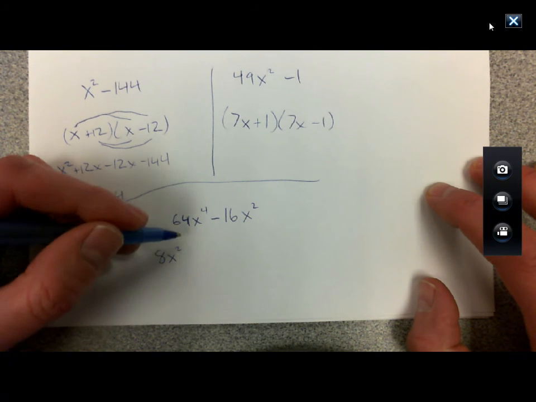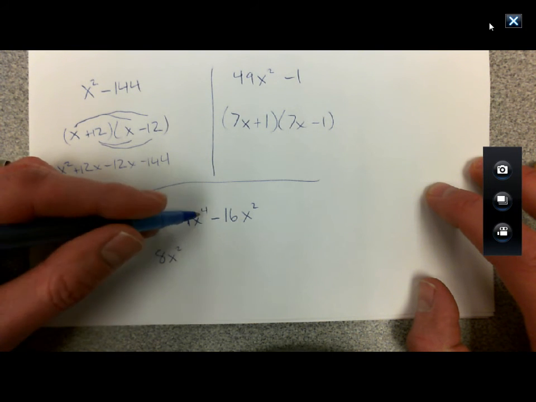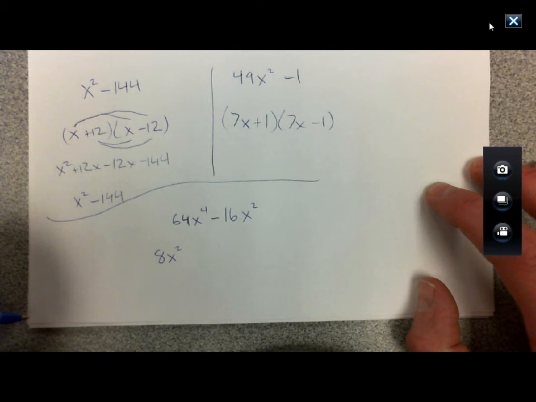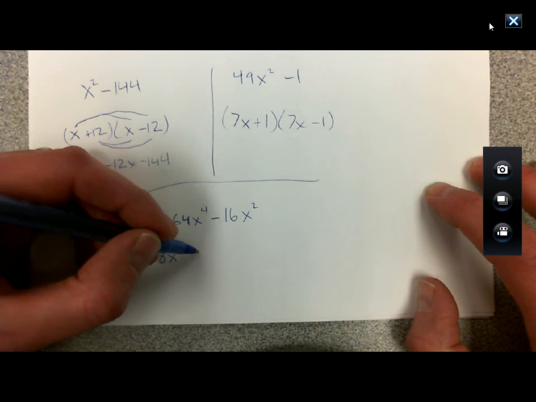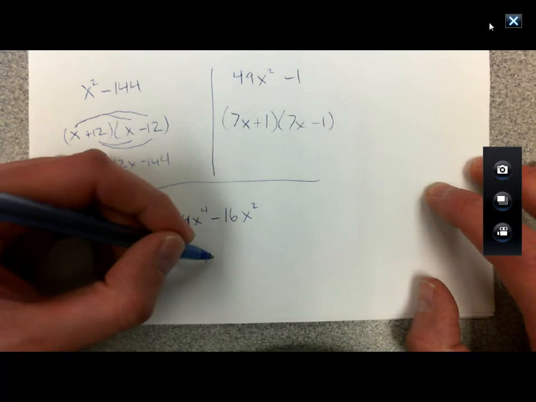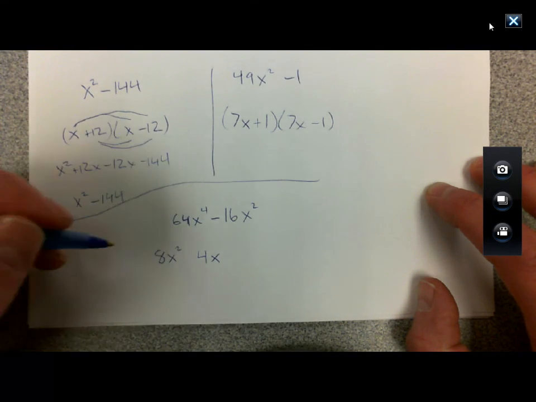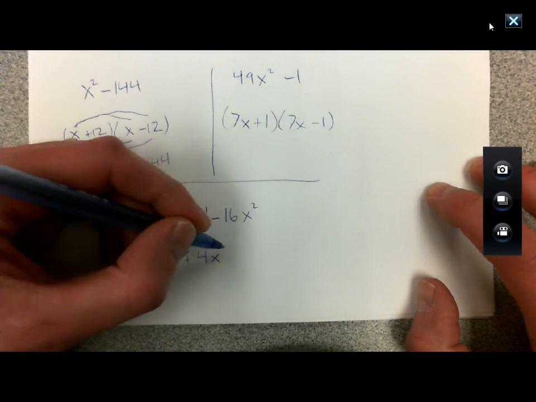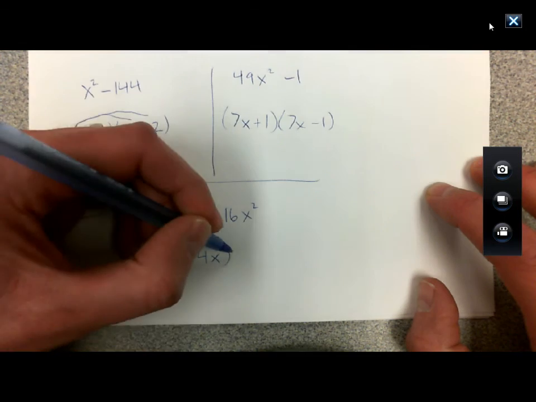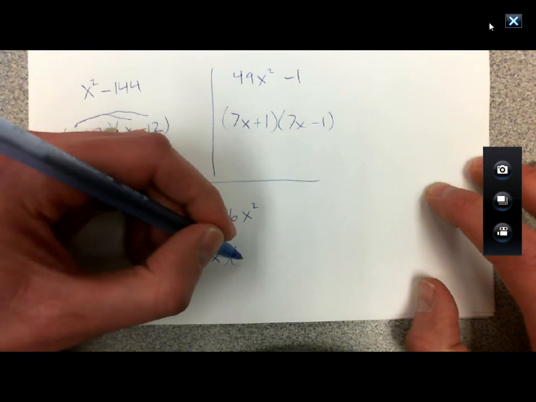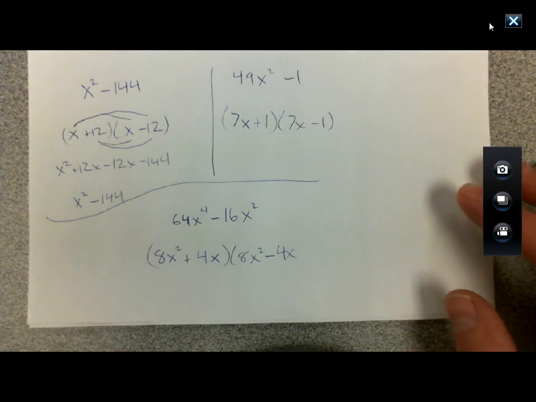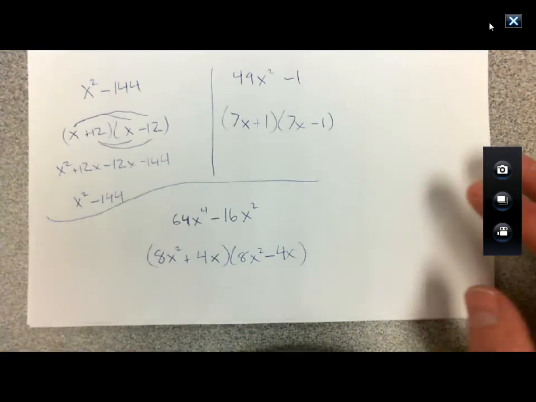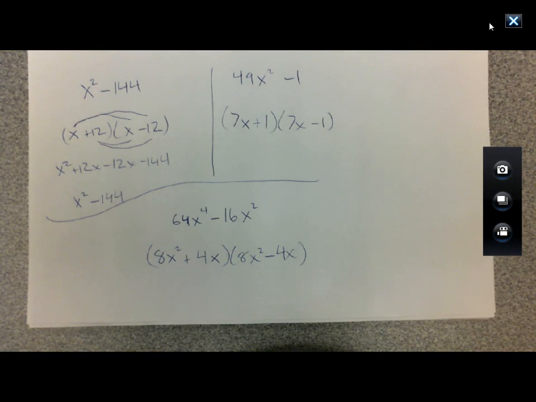So x squared times x squared, we add the exponents together and get x to the fourth. For the next part then, 16, 4 times 4 is 16. x times x is x squared. So we'd have 8x squared plus 4x, and we'd have 8x squared minus 4x. From there, that's where we get those answers.